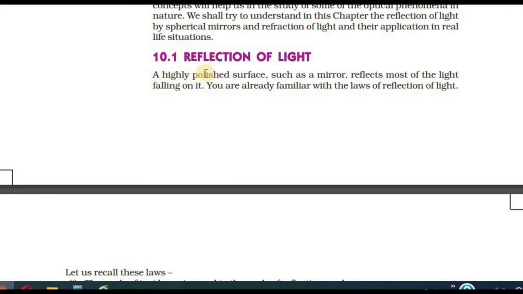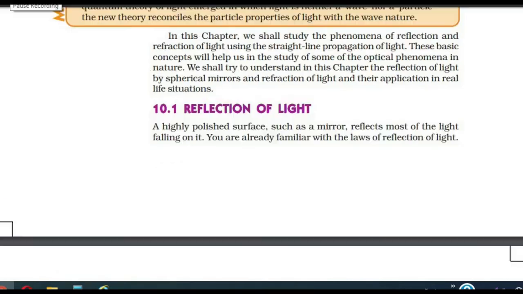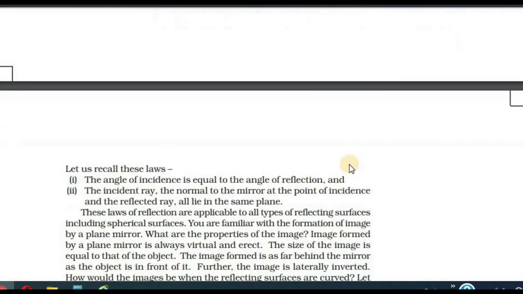What is meant by reflection of light? A highly polished surface such as a mirror reflects most of the light falling on it. You have the experience of reflection, isn't it? When you shine a torch onto a mirror, you can have the image on the floor or wall or something. Some surfaces reflect most of the light falling on them. This is called reflection of light.